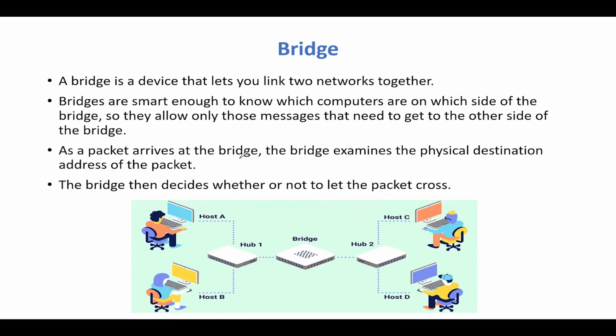As a packet arrives at the bridge, the bridge examines the physical destination address of the packet. With the help of this physical destination, it will understand to which network it is supposed to send the data. The bridge then decides whether or not to let the packet cross. So this is how a bridge works.